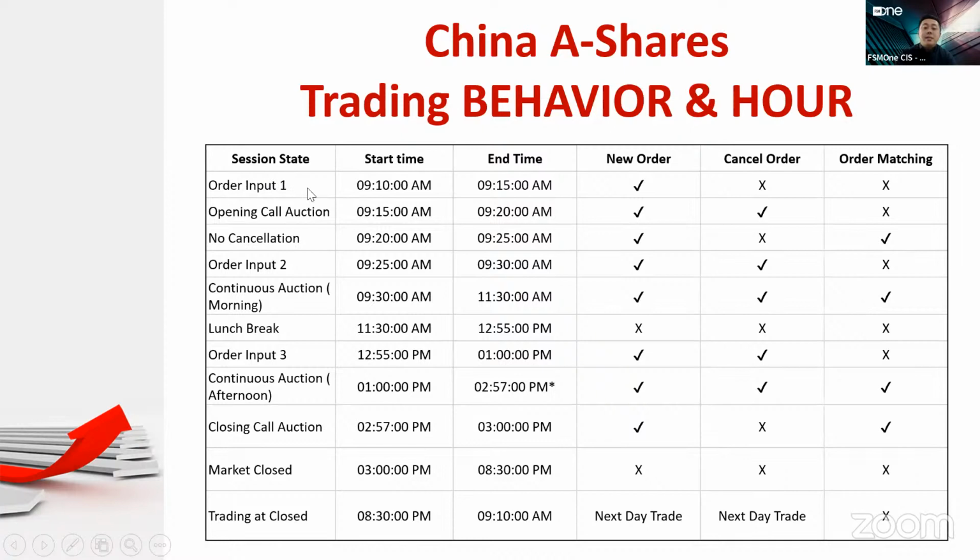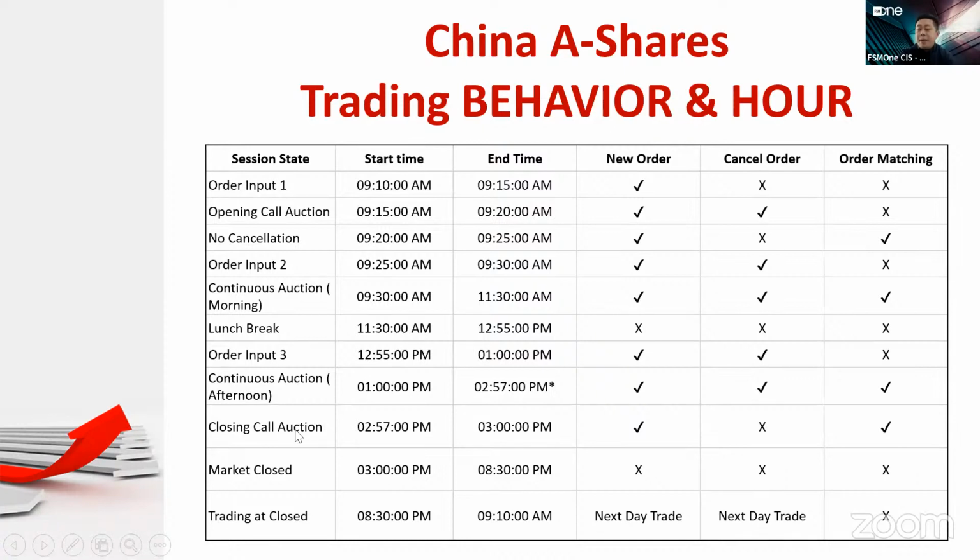All these order inputs fall in the pre-opening session. Under the pre-opening session, some actions are not able to be performed. After that, during the lunch break, which is 11:30 to around 12:55, you are not able to perform any action. Then trading resumes in the afternoon, from 1 p.m. to around 3 p.m. That's why you see the trading hours only last around 4 hours plus. So it's rather short compared to other exchanges.